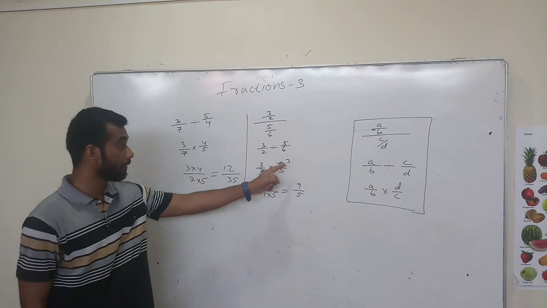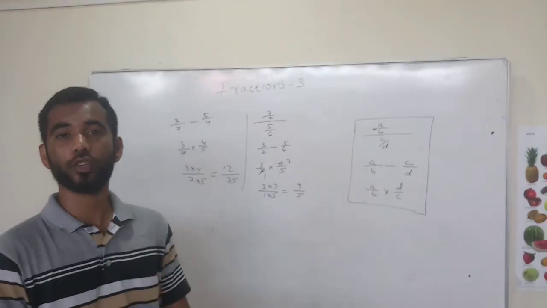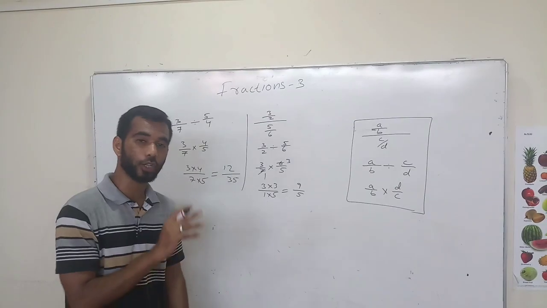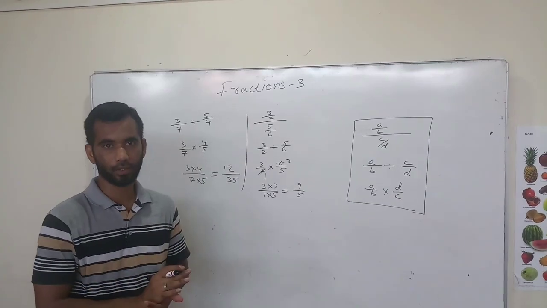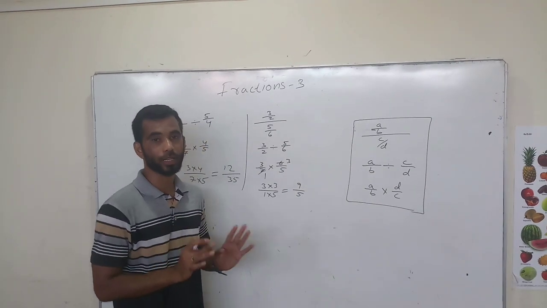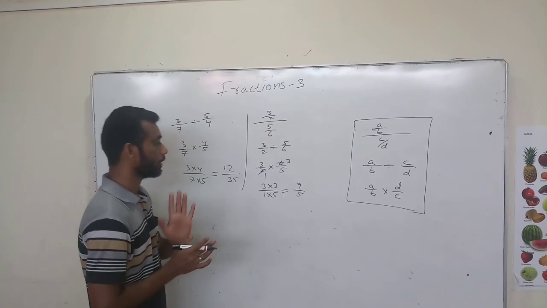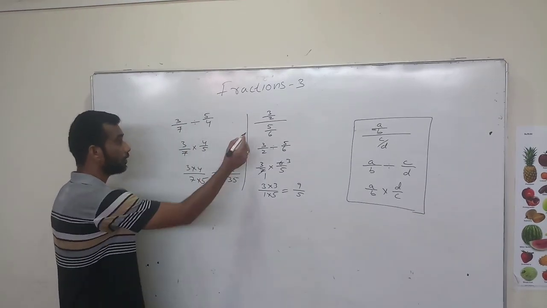Remember, most of the students will cancel this one. Numerator and denominator can get cancelled across, but numerator cannot cancel with numerator, and denominator cannot cancel with denominator. Remember one thing. Now this is one.